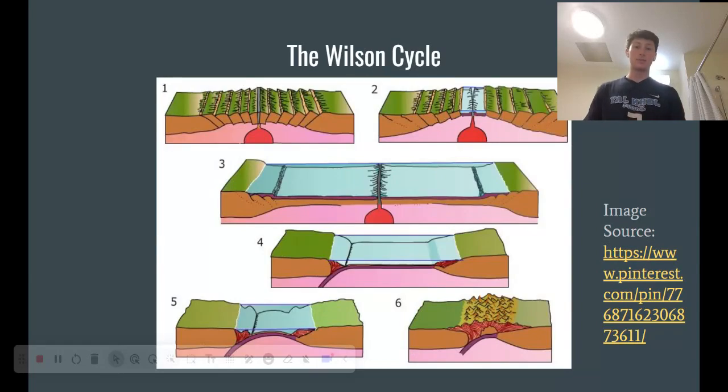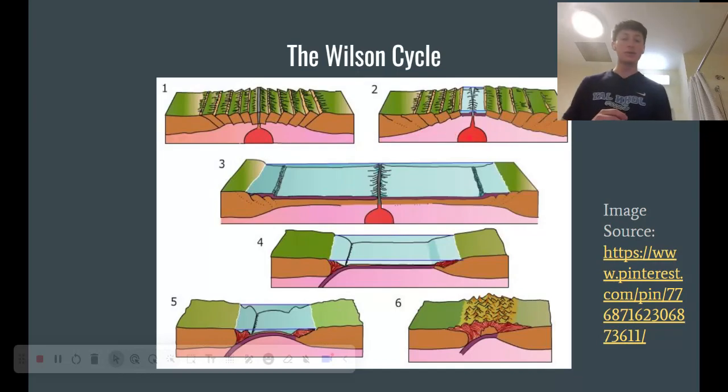And the Wilson cycle. Continental rifting is stage one of the Wilson cycle. Like I said before, it's when the magma finds the weak spot in the continental crust, and it begins the separation. But now I'm going to go a little deeper into this.